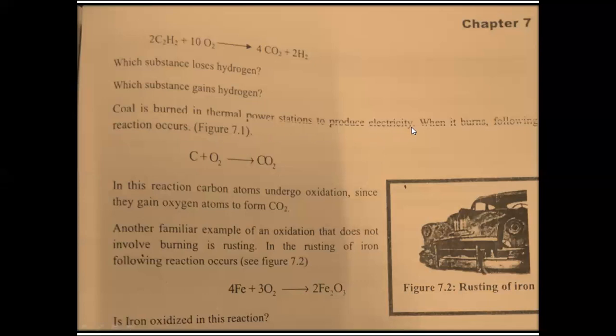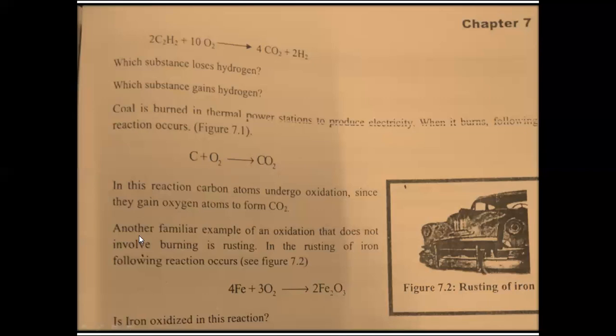When it burns, the following reaction takes place. Carbon burns in the presence of oxygen, which is present in air, and forms carbon dioxide gas. So carbon, you can see that carbon gains oxygen atoms. Gain of oxygen is called oxidation. So carbon is oxidized and forms carbon dioxide.